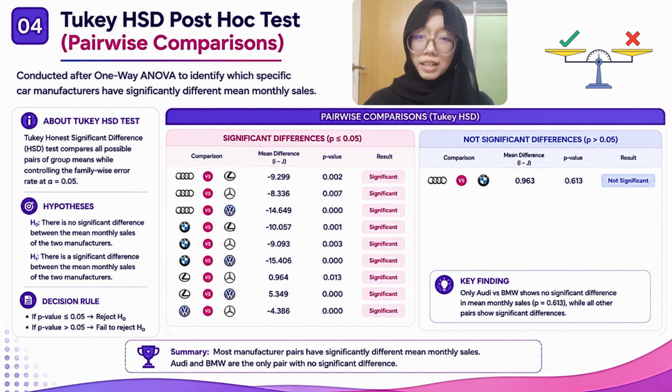After obtaining a significant ANOVA result, we conducted the Tukey HSD post-hoc test. This test compares every pair of manufacturers to identify where the significant differences exist. The result shows that almost all manufacturer pairs have significant differences in their mean monthly sales. However, Audi and BMW are the only pair with no significant difference, as their p-value is greater than 0.05. This indicates that the average monthly sales of Audi and BMW are statistically similar, while the other manufacturers differ significantly from one another.